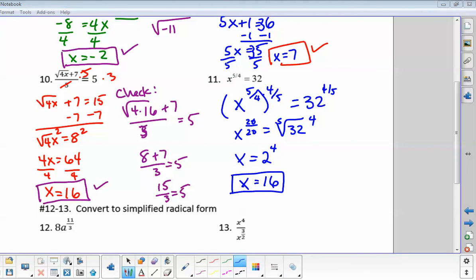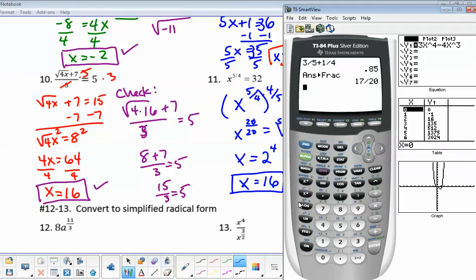Another way to do this problem is on the calculator. So if you want to do 32 to the 4/5, you can do 32 raised to the parentheses 4/5. And also get 16.